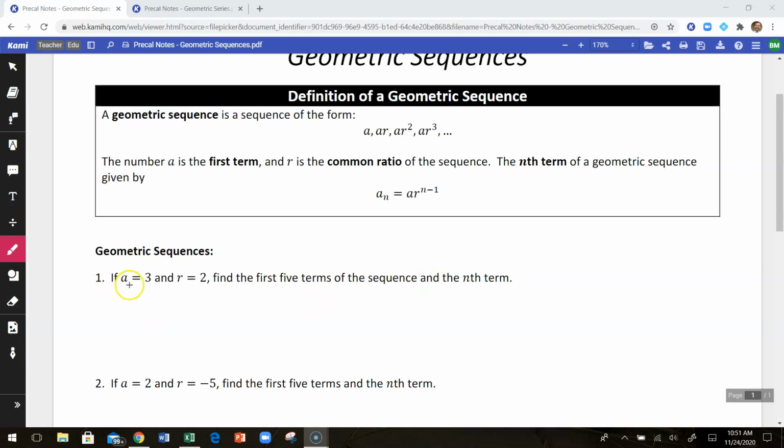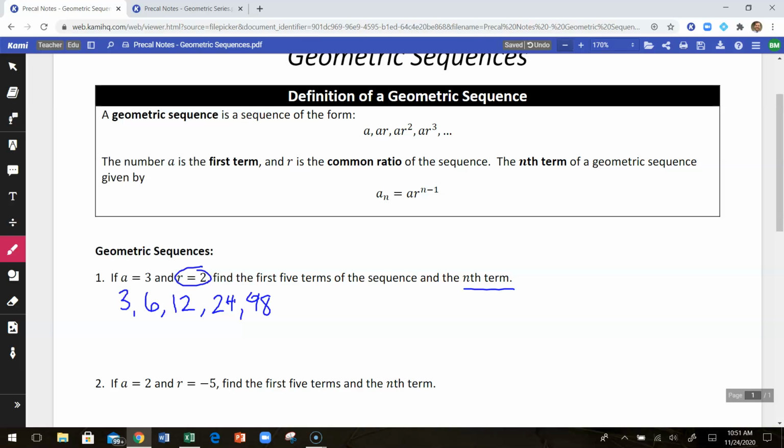So if I have a first term of 3 and a common ratio of 2, that means I'm multiplying by 2 every time. What would the first 5 terms of the sequence be? Now, I don't actually need to use this formula to figure those out. If I have A and R, it's often easier to just list them out. So the first term would be 3. The second term would be, since my common ratio is 2, 6. And then I would get 12, and then 24, and then 48. So if we're multiplying by 2 every time, those would be the values of my first 5 terms.